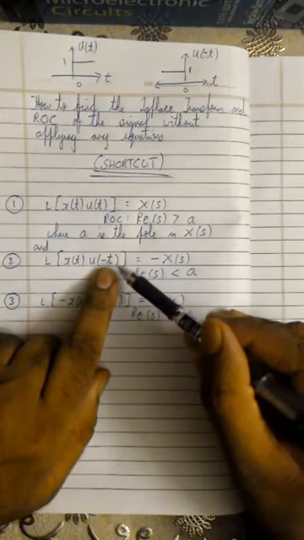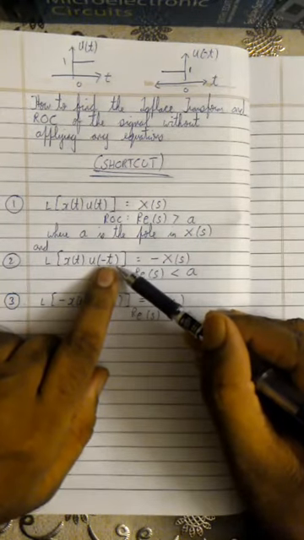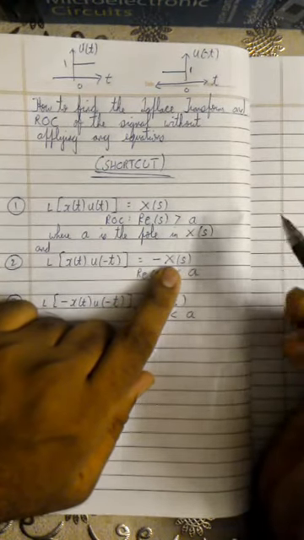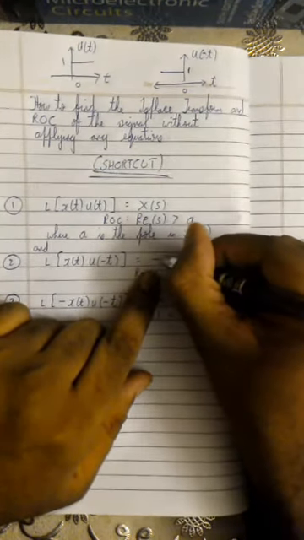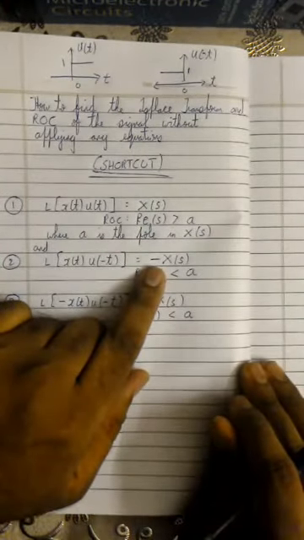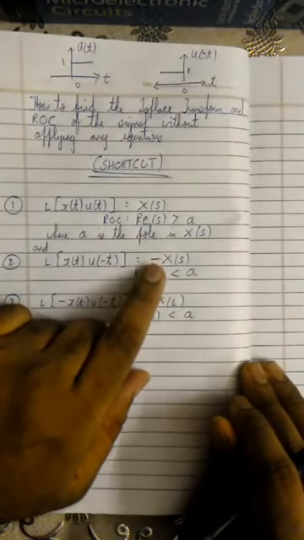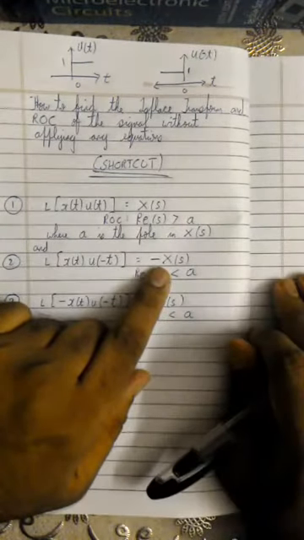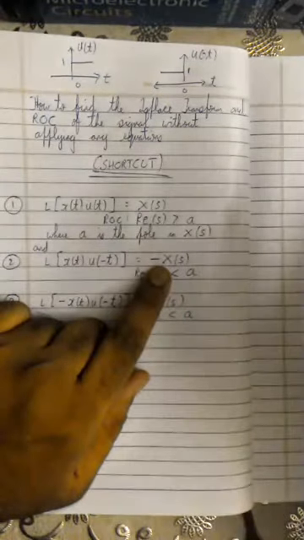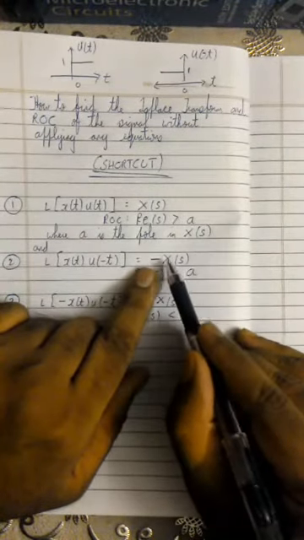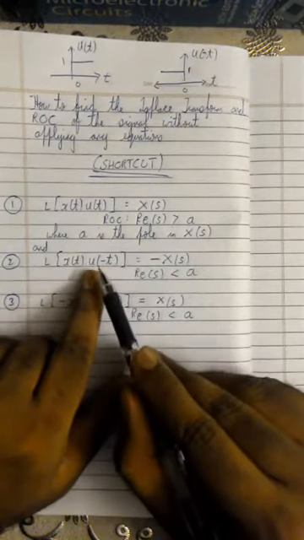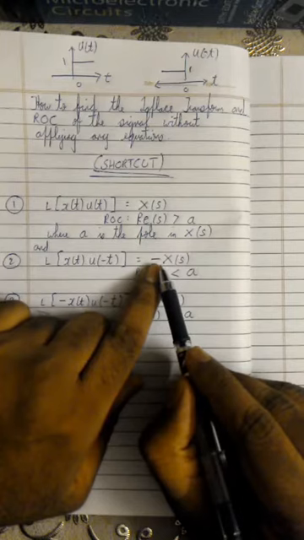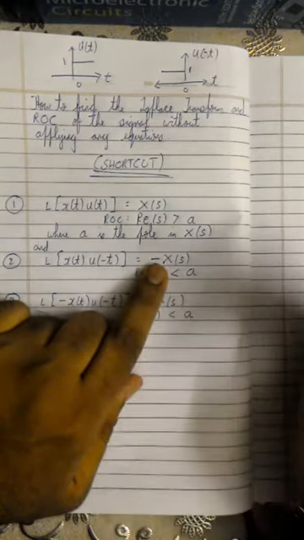When I find the Laplace transform of that signal, it is also x of s. All you need to do is simply put a minus sign in front of it, and you will get the answer correct. You don't have to apply any integration or anything like that. Just simply put a minus sign in front of x of s. That means if the signal is a left-sided signal, put a minus sign in front of it.